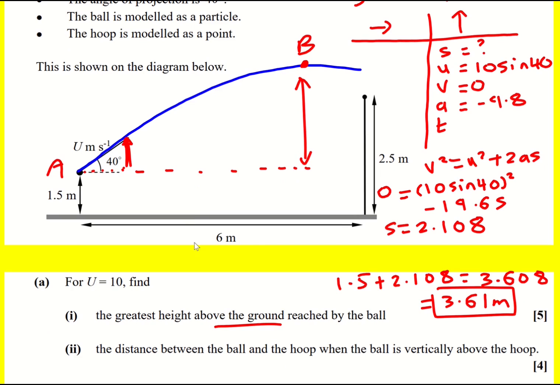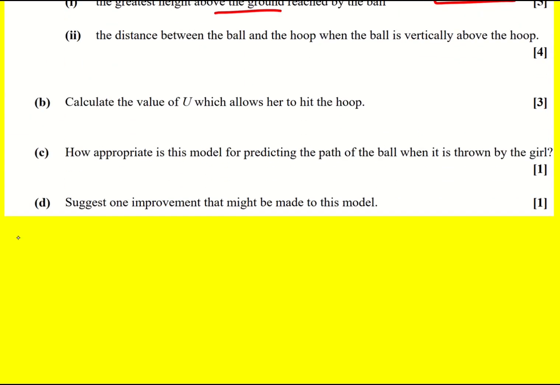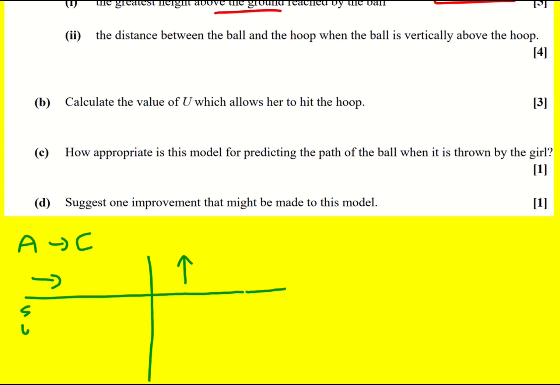On to part B, it asks us for the distance between the ball and the hoop when the ball is vertically above the hoop. So I'm now going from A to C. And we've got the horizontal part and the vertical part. I'm going to need to use both here because we were told that we traveled 6 meters.